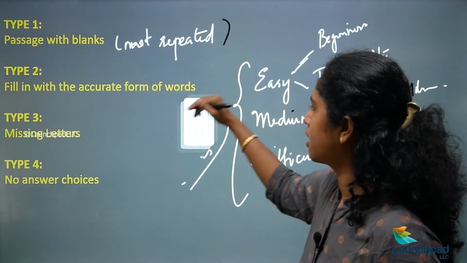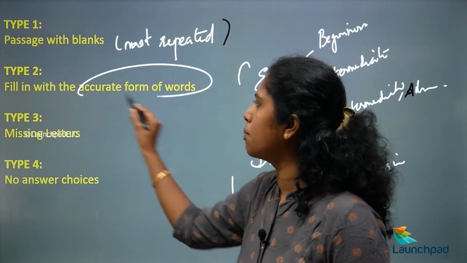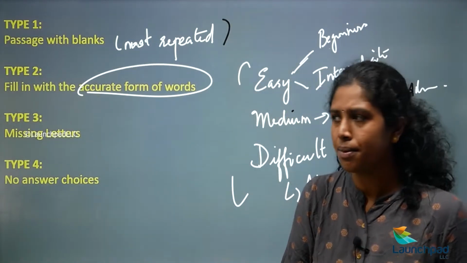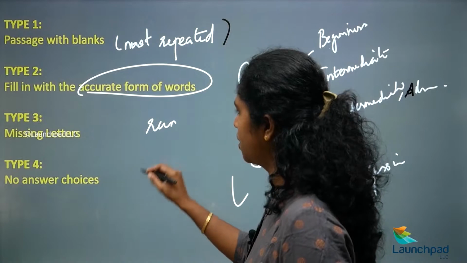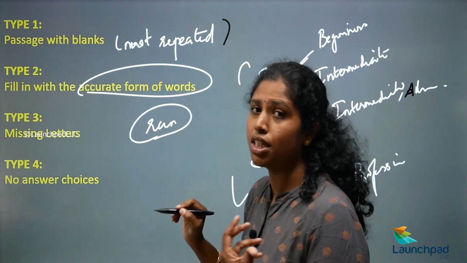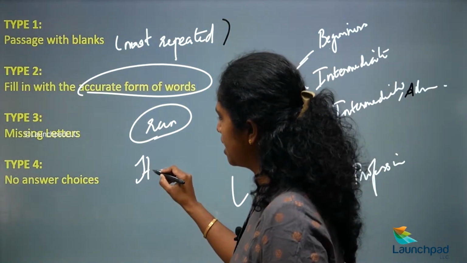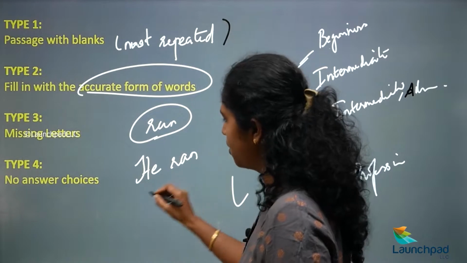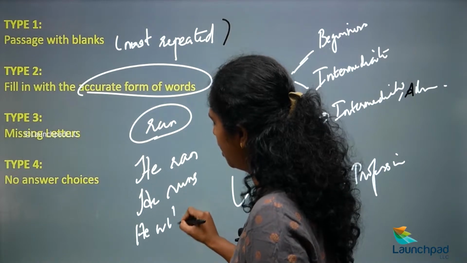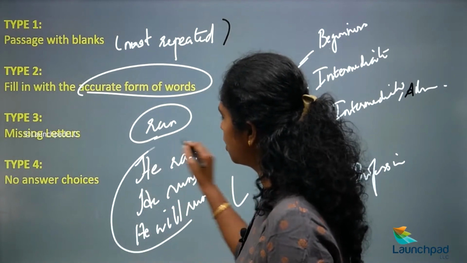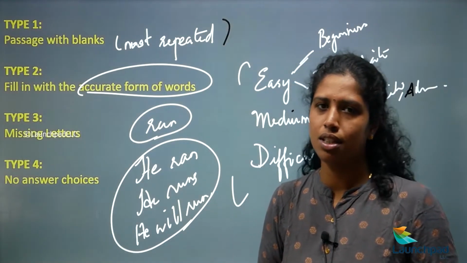Next, like I told you, type 1 is done, and your type 2 is to fill in the accurate form of words. Say for example, there's a verb, run. This run will be given, but you need to choose the word with the appropriate form, as in whether in that particular sentence it will become he ran, or he runs, or he will run. So, you need to change it to the appropriate form and fit it into that particular sentence or passage.